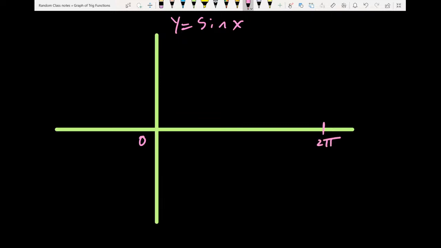To graph trig functions, you need 5 key points. We just found 2 key points, the starting and the ending. All right, now we have to find the 3 points. How do we find the 3 points? What's the halfway between 0 and 2 pi? What is it? Pi. We got 3 points.